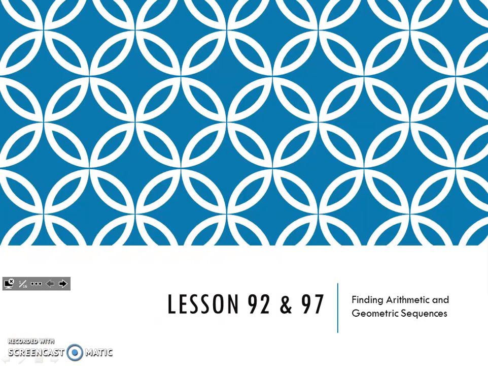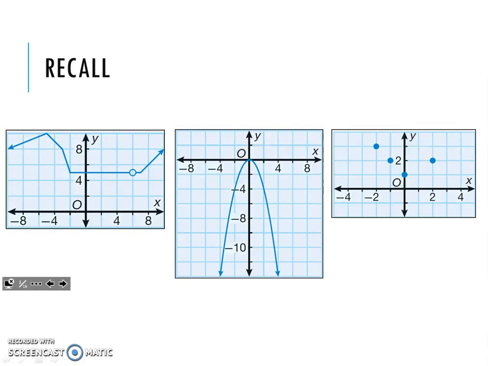Okay, lesson 92 and 97 is going to be finding arithmetic and geometric sequences. So we haven't really talked about sequences before, but before we get started, let's recall back to lesson 22. We went over three different types of functions. In lesson 22, they were discontinuous, continuous, and discrete.